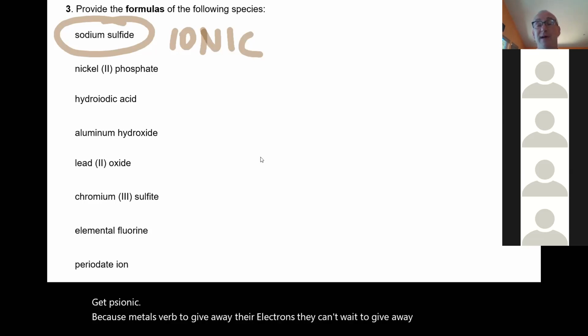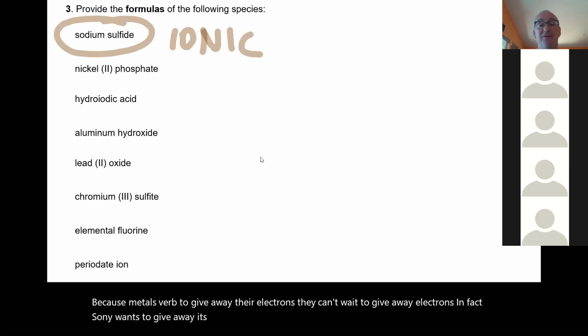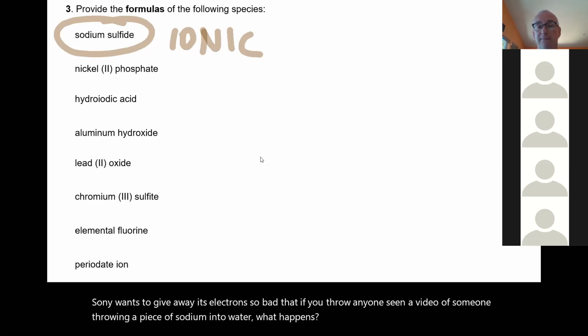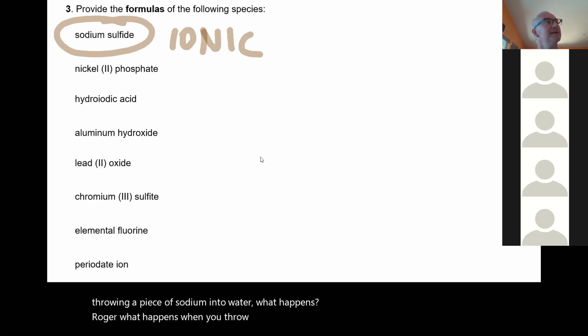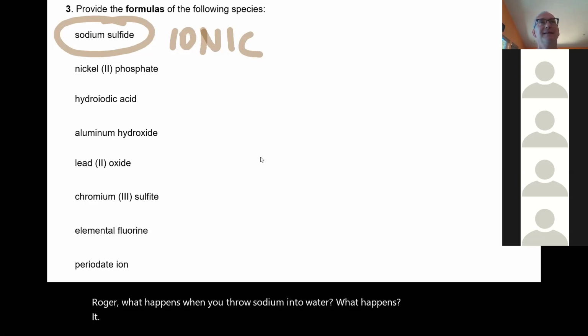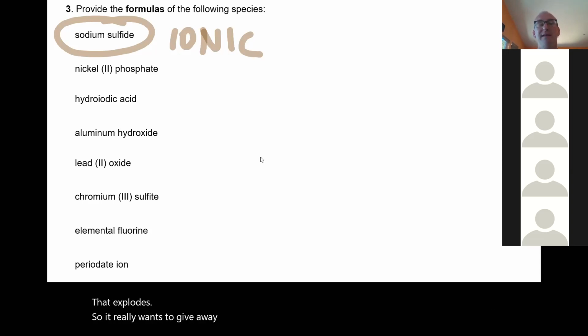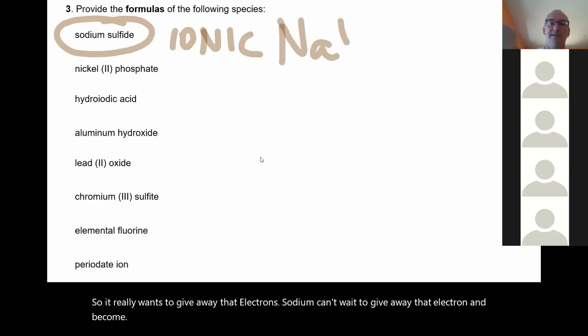They can't wait to give away electrons. In fact, sodium wants to give away its electrons so bad that if you throw, anyone seen a video of someone throwing a piece of sodium into water? What happens? Roger, you know what happens when you throw sodium into water. What happens? It kind of explodes. It catches on fire and then explodes. Yeah, it explodes. So it really wants to give away that electron. Sodium can't wait to give away that electron and become sodium plus.